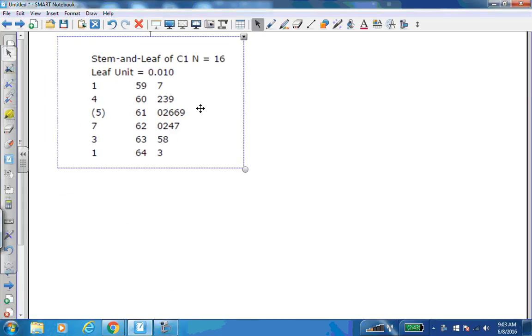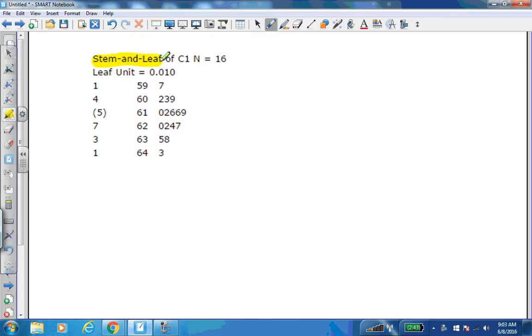It goes ahead and tells us it's a stem and leaf. It tells us how many data points we have, and we could check that if we count it up. This is the stem, these are the leaves, so if we count the number of leaves, that should correspond to the number of data points. So we have 1, 2, 3, 4, 5, 6, 7, 8, 9, 10, 11, 12, 13, 14, 15, 16 data points.